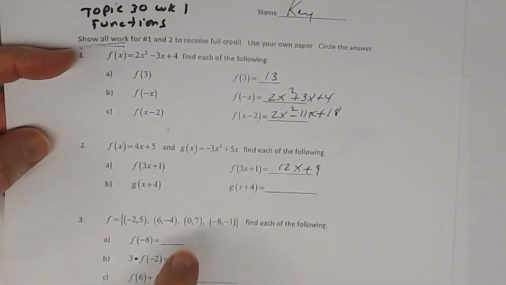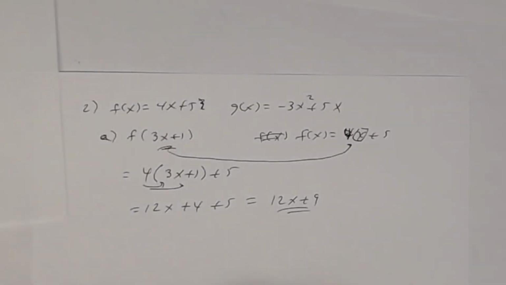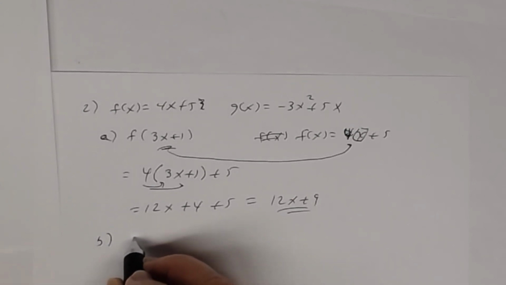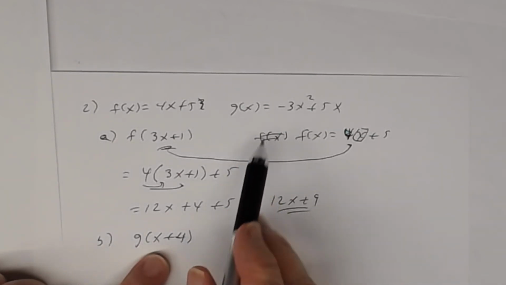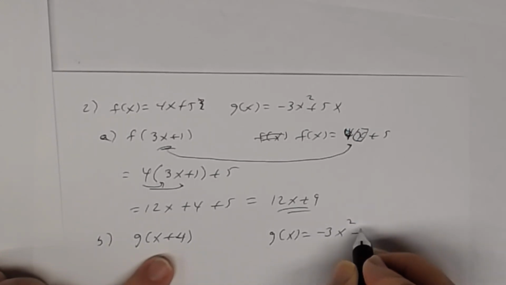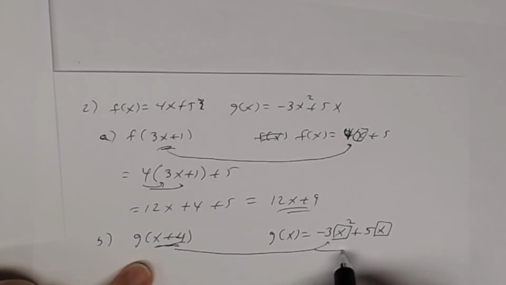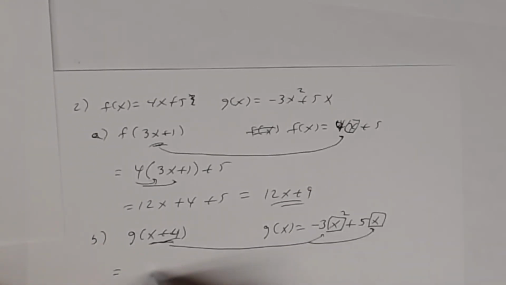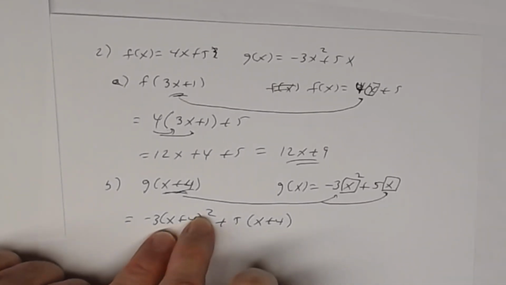All right, now in letter B, this is g of x, so I got to go and use this function now. So in part B, you want to find g of x plus 4. So you got to make sure you go to the correct function. So I'm going to go ahead and rewrite that function over. So here's our function, g of x. And where we see that variable x, I am going to substitute x plus 4, right? And so when I do that, I'm going to get negative 3 times x plus 4 squared plus 5 times x plus 4.